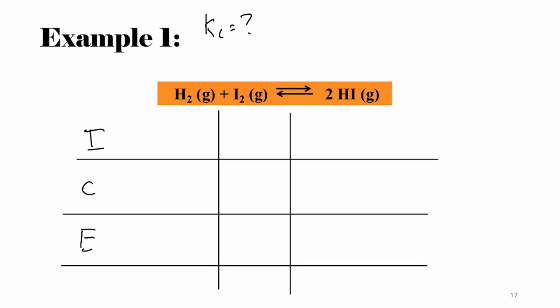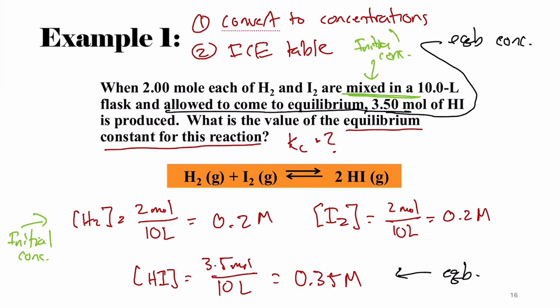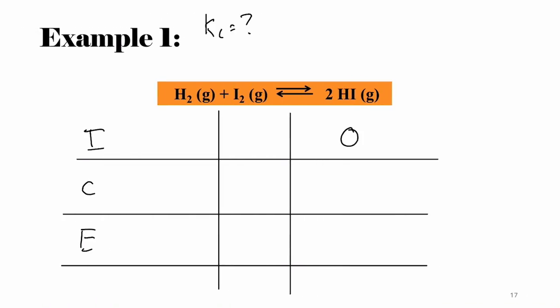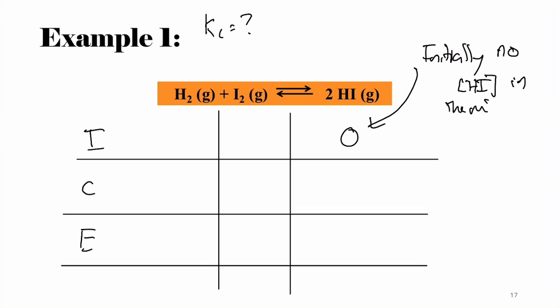And so how much HI did we start off with? What was the initial amount of hydrogen iodide here? Zero, right? Because initially we're just mixing these gases here, hydrogen gas and iodine. So that starts off at 0, right? Because initially there's no HI in the mixture.